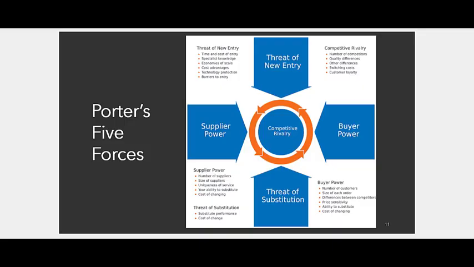And so you have to think about the power that your suppliers have. Are you a big buyer and you can kind of say what you think your price should be? Are you a little buyer and the supplier kind of determines that?